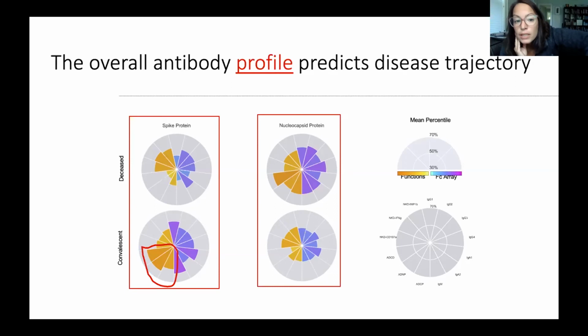And even more interestingly, we saw this very interesting redirection of the functions in the petals, where the convalescents really like to draw in complement, antibody-dependent complement deposition, as well as antibody-dependent phagocytosis, both from neutrophils as well as monocytes. And these are highly enriched in individuals who go on to control the disease compared to individuals who go on and pass away. So this was really fascinating.